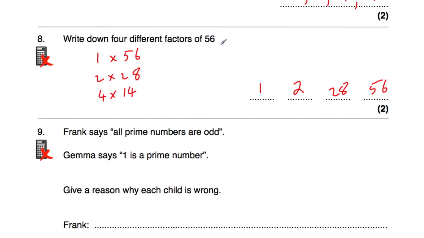Also, 5, no, that's not in the 5 times tables. 6, well, to be divisible by 6, it has to be divisible by 2 and 3. We know it's divisible by 2, but not 3. 7 times 8 is equal to 56, so they're also factors that you can use. And now we've got 7 and 8, we know we're done here.